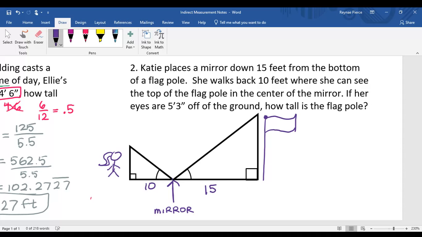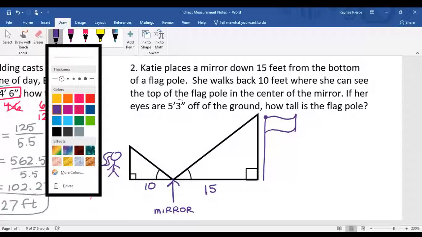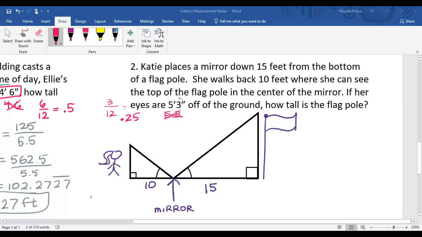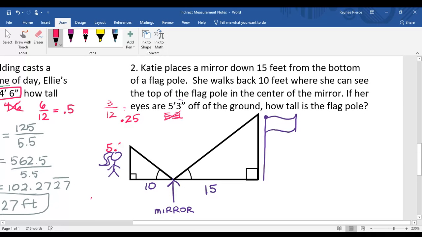Okay, her eyes are 5 feet 3 off the ground. And again, we've got to be careful here. 5 feet 3 inches is not 5.3. 3 inches out of the 12 inches is 1/4 of a foot, 0.25. So Katie's eyes here are 5.25 feet off the ground. And again, we want to know how tall is the flagpole.